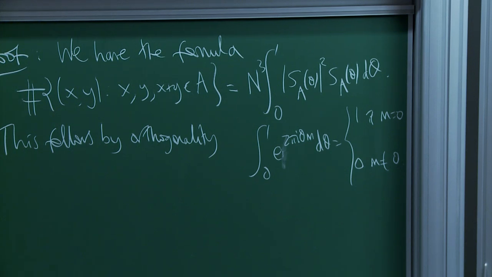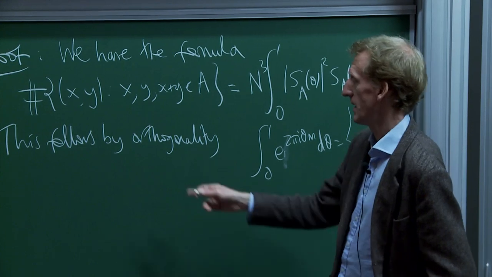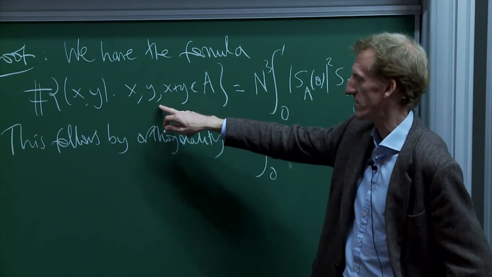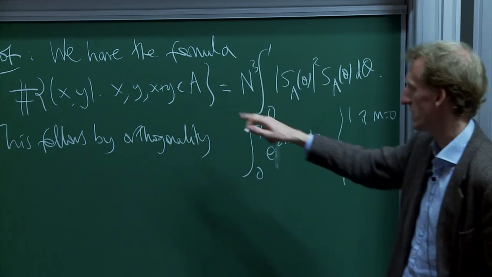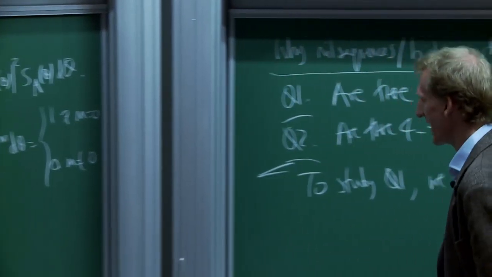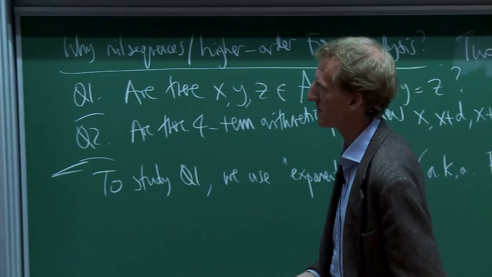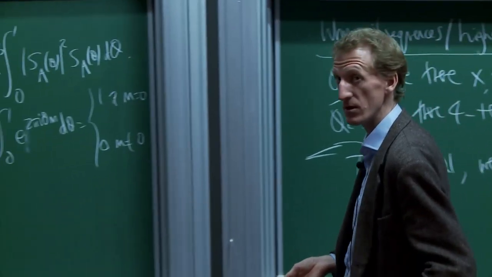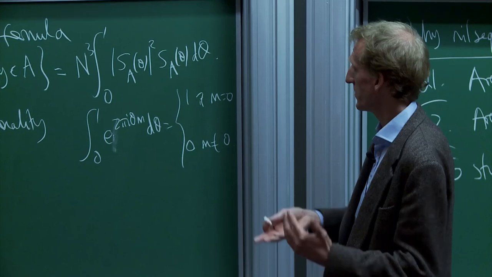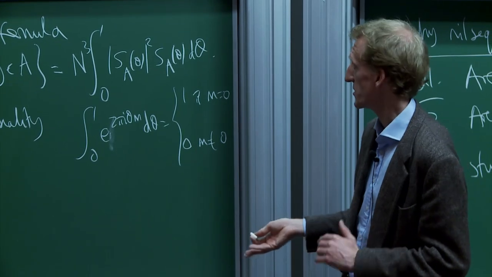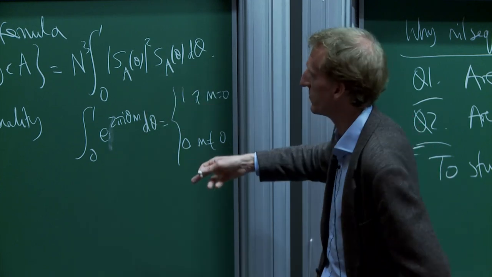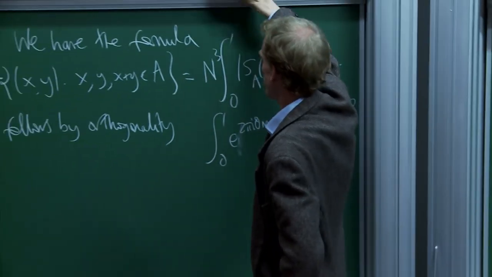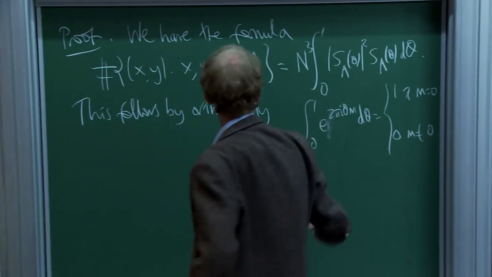And there are more conceptual ways to arrive at the formula. Really what's going on is that the number of solutions x, y, x plus y in A is pretty much the triple convolution of 1_A with itself. And as probably most people know, convolution becomes multiplication when you pass to the Fourier transform, and that's what's happened here. So that's how you'd arrive at the formula, perhaps. So similarly for B.